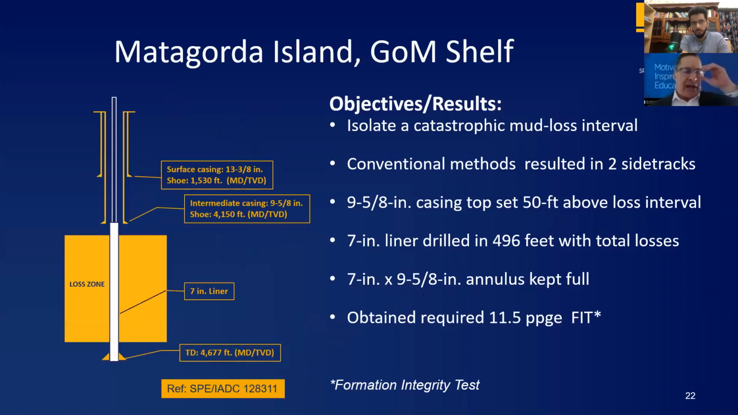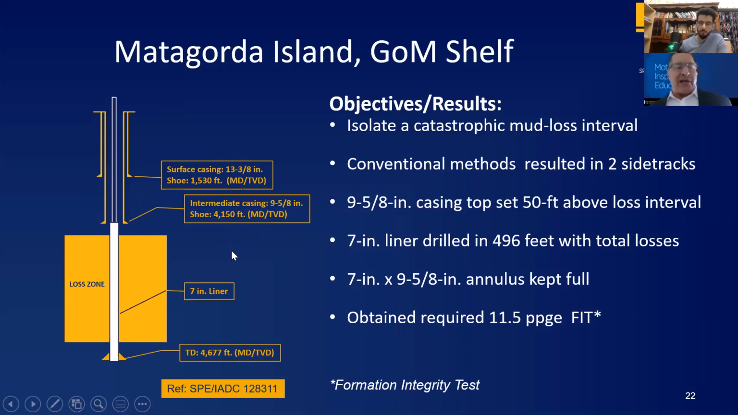And the final case history I have is a very shallow water Gulf of Mexico application. The operator had 13 3/8-inch casing, about 1,530 feet per their plan. And originally, they did not have this 9 5/8-inch casing set. They wanted to drill through this catastrophic loss zone in a single section. But what do you think happened if they tried to do it conventionally? It resulted in 2 sidetracks, because what would happen? They get into this loss zone, all this shale would collapse around them. It'd be a bad day, they'd have to pull it out.